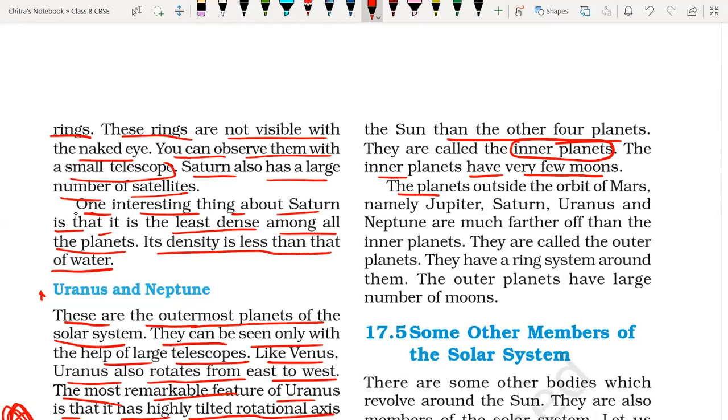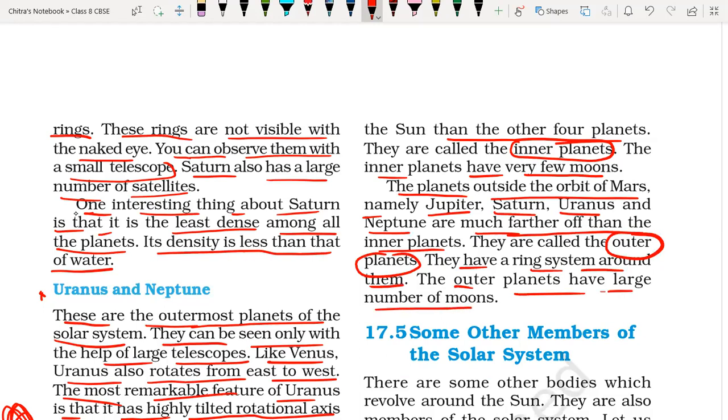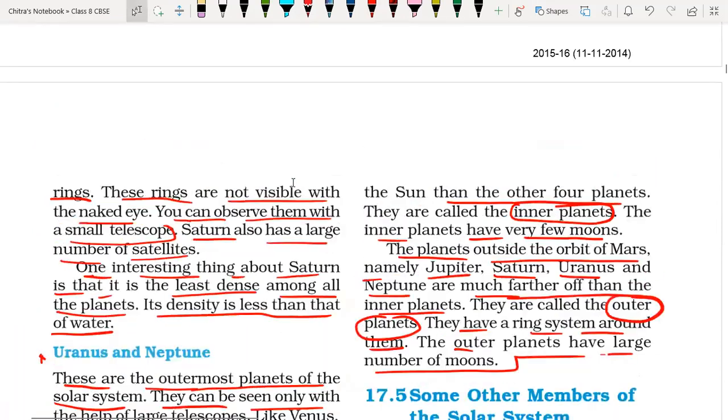The planets outside the orbit of Mars, namely Jupiter, Saturn, Uranus, and Neptune, are much further from the sun. They are again further from the inner planets. That's why they are called outer planets. They have a ring system around them. The outer planets have a large number of moons also. So this is all about the 8 planets that we have in our solar system.